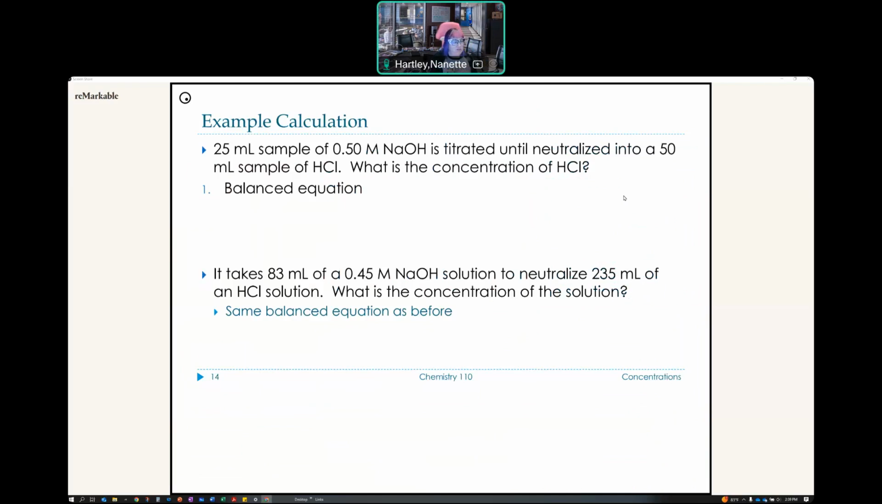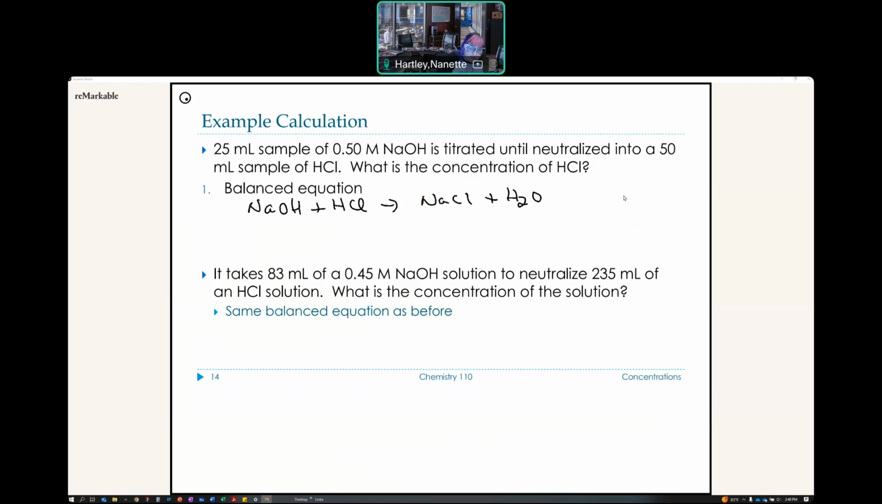Okay. Very first thing I need to do is balance my equation. So let's write a balanced equation for this. I'm reacting NaOH and HCl. I get NaCl. That's the salt that comes out of this. And I get H2O. So that's my balanced equation.